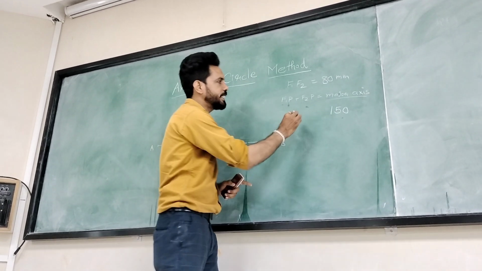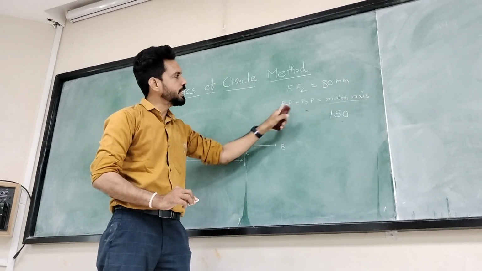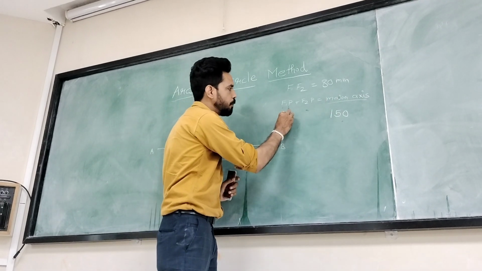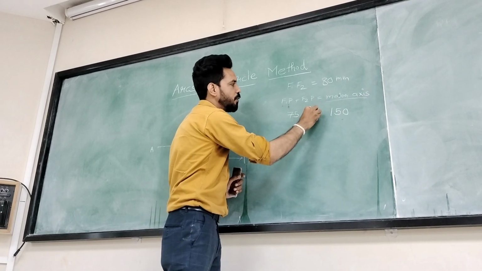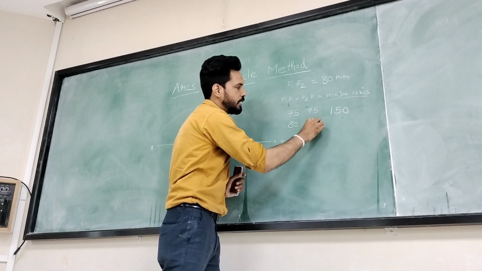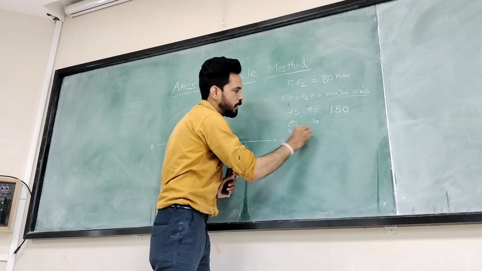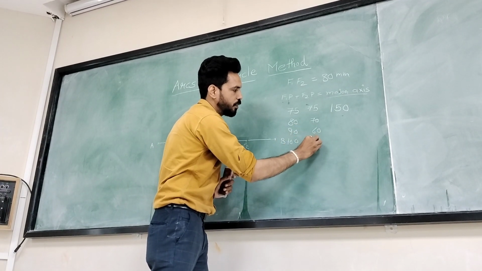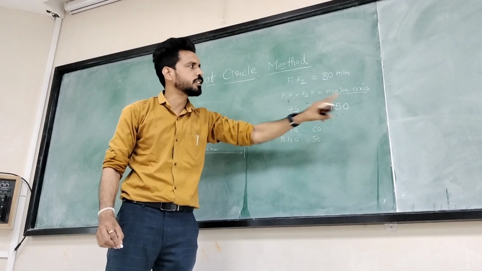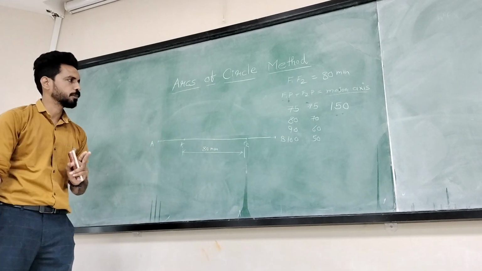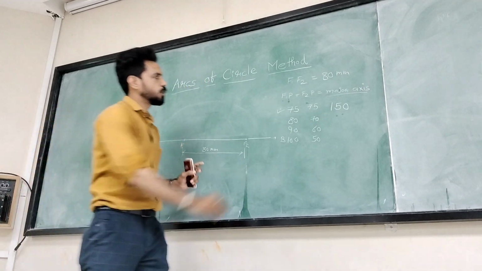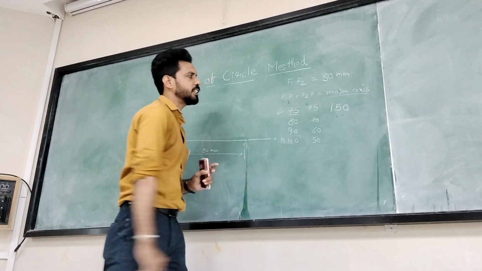So what we will do is take different combinations of F1P and F2P for which the sum will be 150. For example, 75 plus 75 will also be equal to 150. 80 plus 70, 90 plus 60, 150. So there are different combinations for which the sum is equal to your major axis, that is 150 mm. Now let's say for this combination, if you want to plot the points, here F1P is equal to 75 mm.